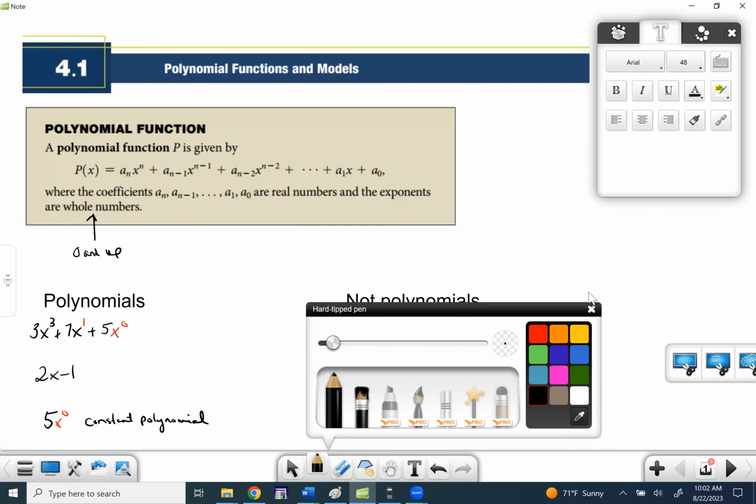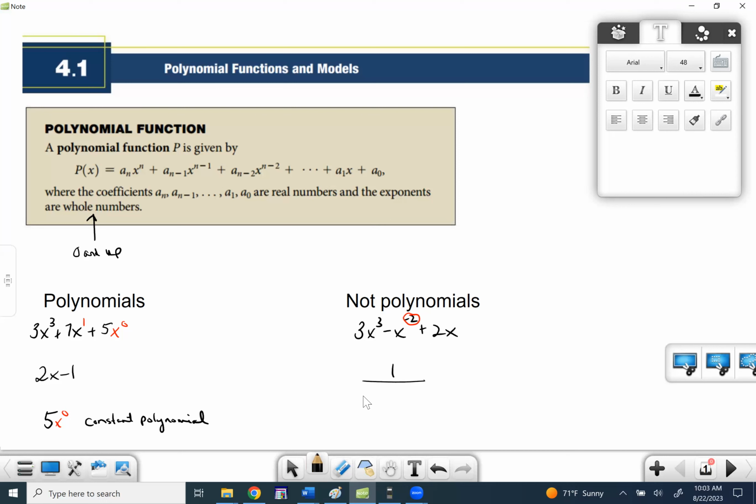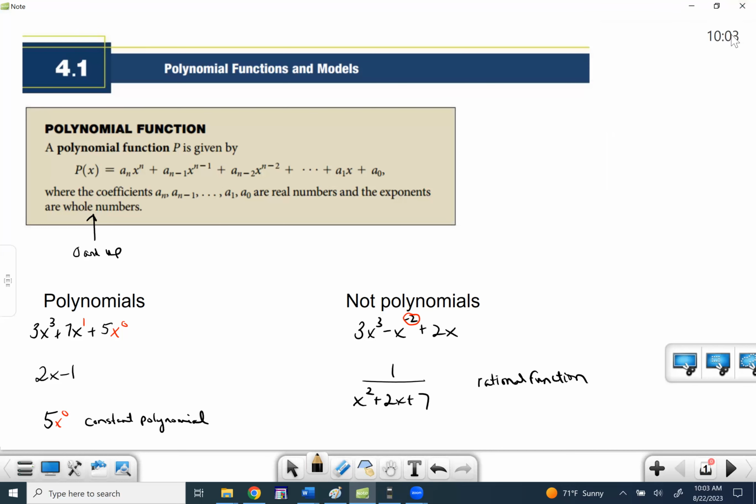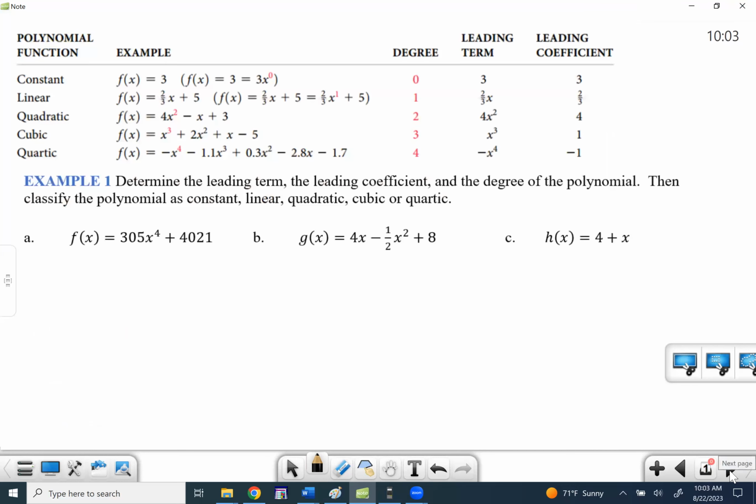Another thing that would not be a polynomial, something like this. While the denominator is a polynomial, this whole thing is actually a rational function, right? The problem is we cannot have the polynomial in the denominator. If it is, then it becomes a rational function. So hopefully you have a good understanding of what is and what isn't a polynomial.